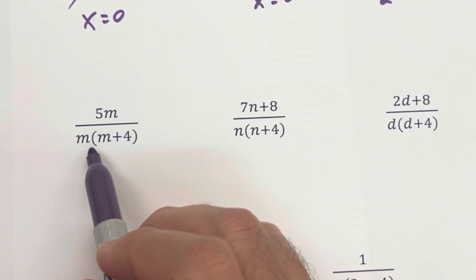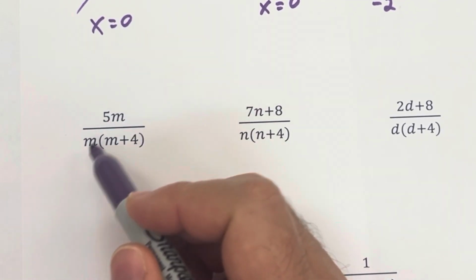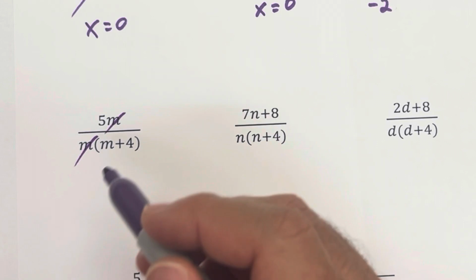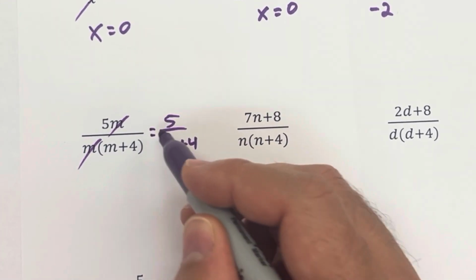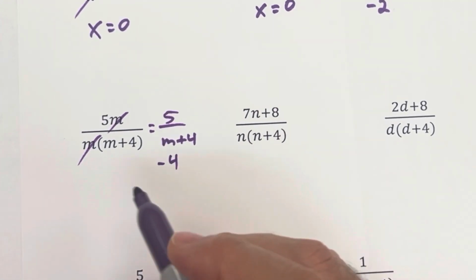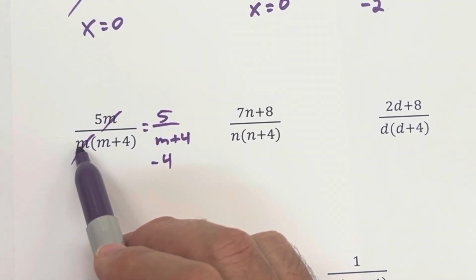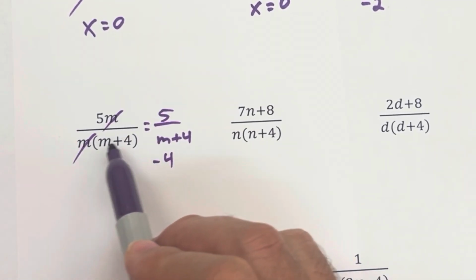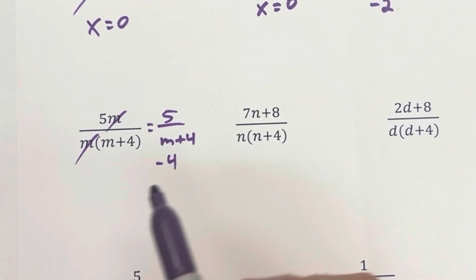So here is not just one value. Here there are two values in some of this. So again, this one you can simplify the m's, and you have 5 over m plus 4. So the value that makes this expression undefined is minus 4. But also sometimes the 0 too, because the 0 times this is equal to 0. So it depends on the exercise and the question.